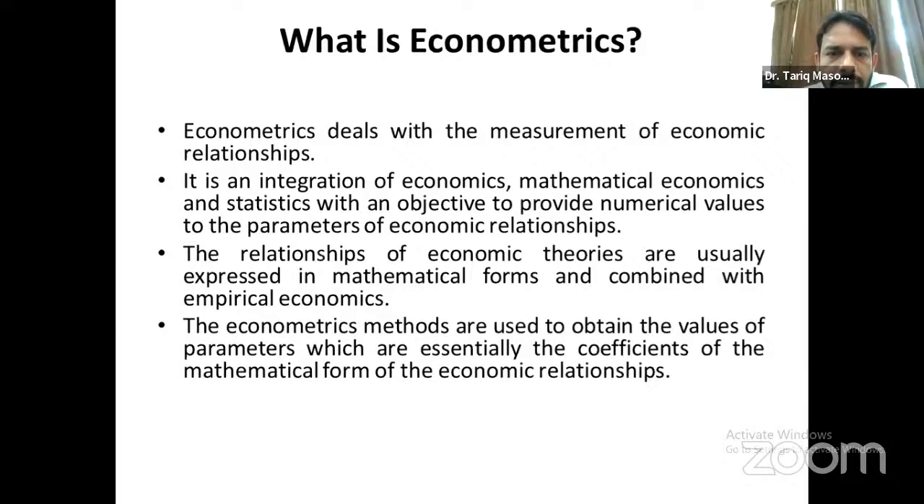The relationships of economic theories we usually express in mathematical form, and then we test them with the given data. So econometric methods are used to obtain the values of parameters, which are essentially the coefficients of the mathematical form of the economic relationship. So this is the brief idea of what econometrics is, what we do in econometrics. In econometrics, we establish cause and effect relationship. This is the basic purpose of the econometric exercise.